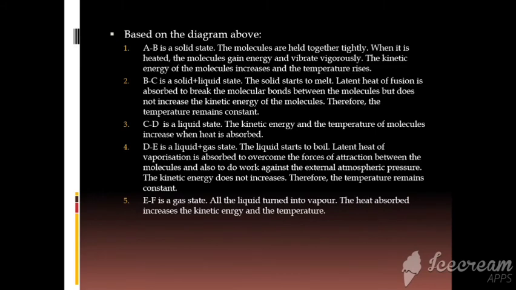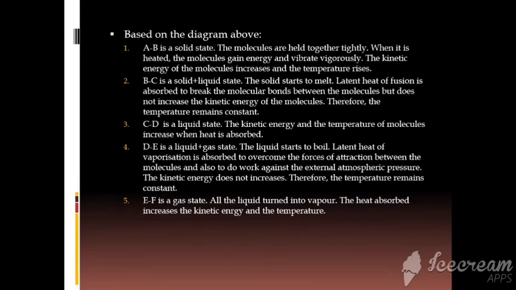B to C is a solid-liquid state. The solids start to melt. Latent heat of fusion is absorbed to break the molecular bonds between the molecules, but does not increase the kinetic energy of the molecules. Therefore, the temperature remains constant. C to D is a liquid state. The kinetic energy and the temperature of the molecules increase when heat is absorbed.